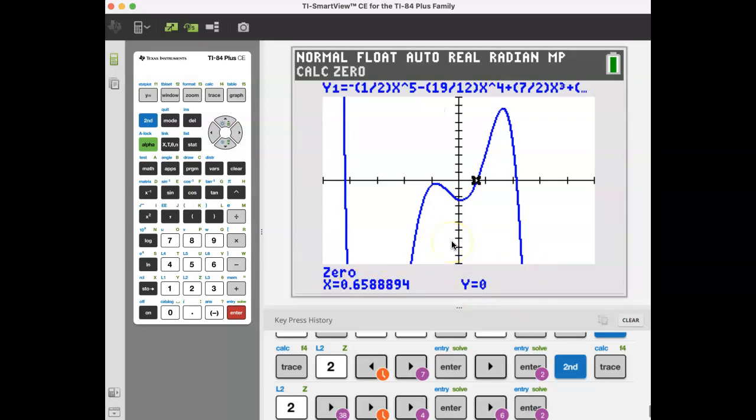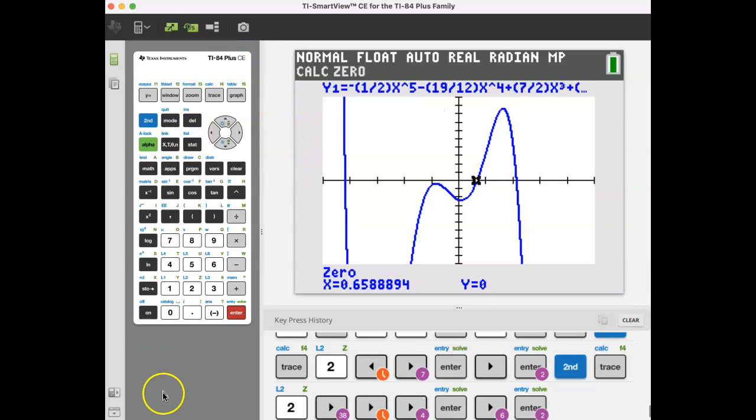0. Please write your x-intercept rounded to the 2nd decimal place to the hundredths and in a coordinate. All right, pause the video, please. Find that 3rd x-intercept on your own. Welcome back. Hopefully you found it.